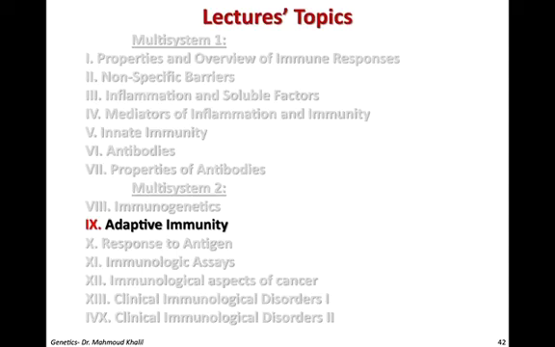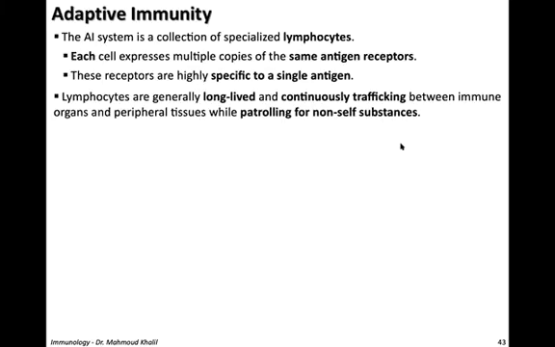So today we'll talk about the second topic in Multisystem 2, which is adaptive immunity. The adaptive immune system is a collection, actually a function of a collection of specialized lymphocytes. Each cell expresses multiple copies of the same antigen receptor, and of course these receptors are highly specific to a single antigen.